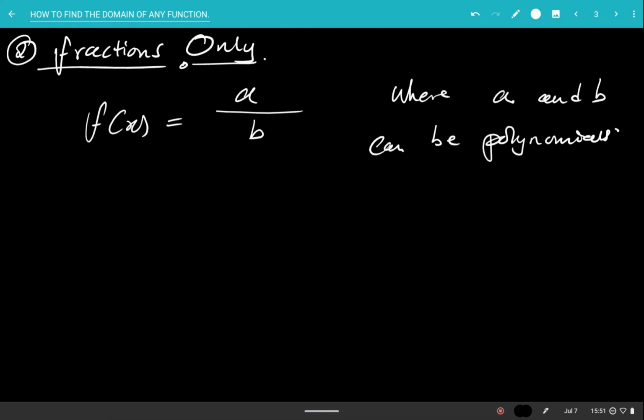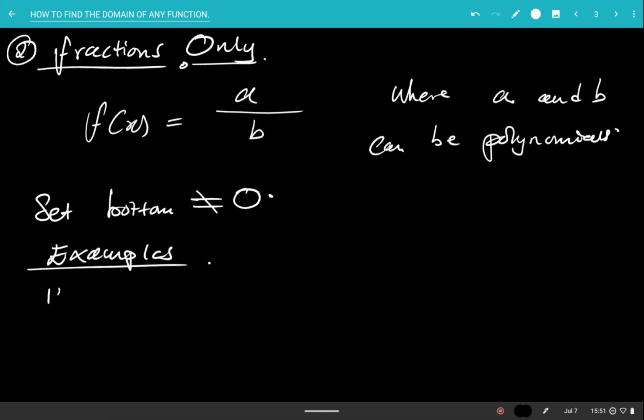So now, how do you go about finding a domain for fractions? To find the domain for all fractions, all you have to do is to set the bottom to not equal 0. Once you do that, then you would find all the domain values that you need. Let's look at examples.